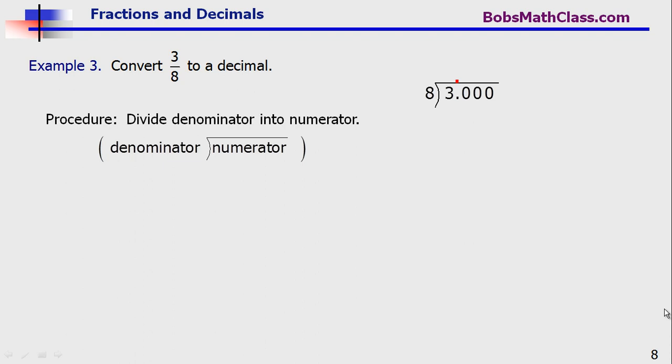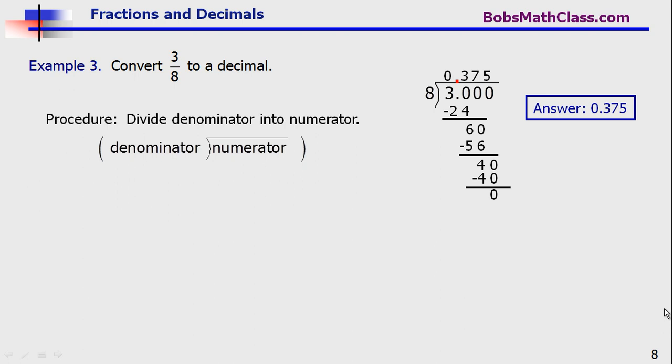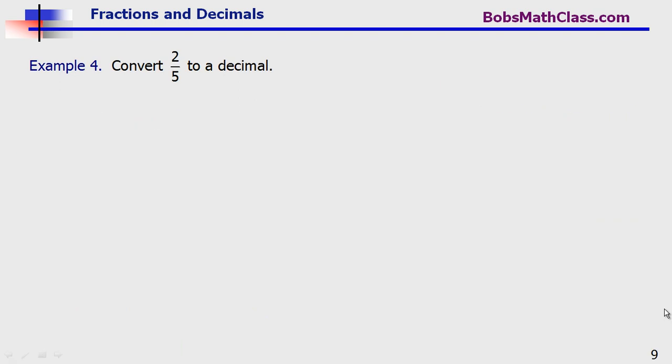Now start dividing. 8 into 30, 3 times. 8 into 60, 7 times. 8 into 40 is 5 times. And that's it. It ended. It's a terminating decimal. So the answer is 0.375. Just remember, the bottom number goes first. Bottom first. 2/5. Okay, why don't you pause and try this one on your own.